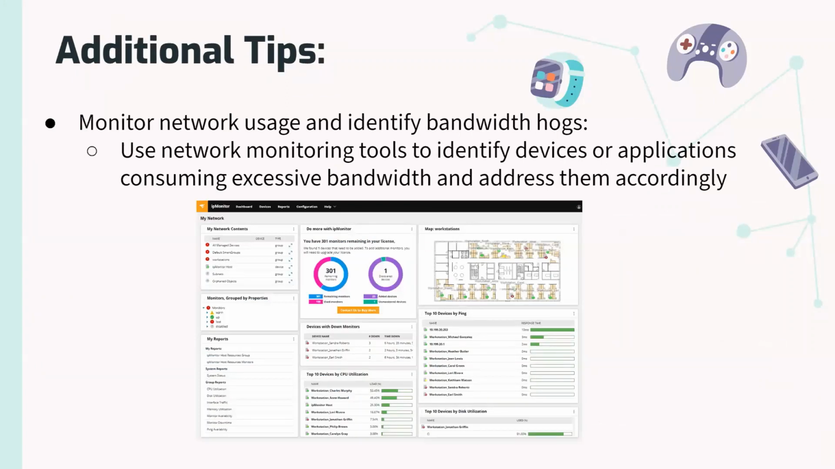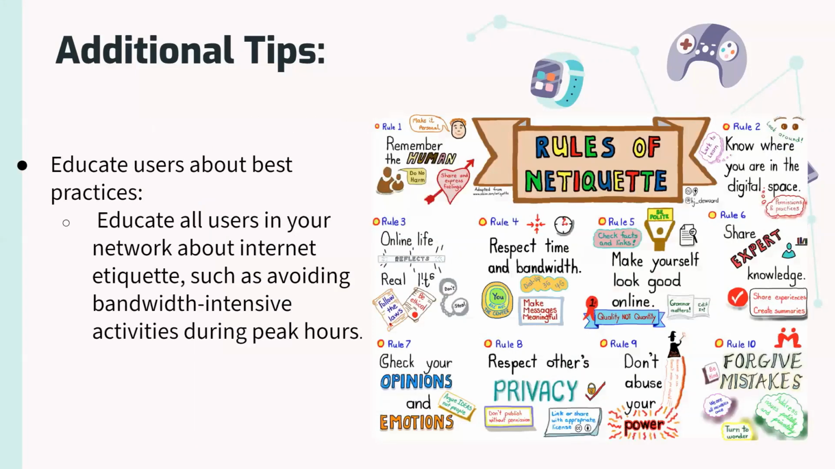You can also monitor network usage and identify bandwidth hogs. Use network monitoring tools to identify devices or applications that are consuming excessive bandwidth and address them accordingly. You should educate users about best practices. Educate all users in your network about internet etiquette, such as avoiding bandwidth-intensive activities during peak hours.